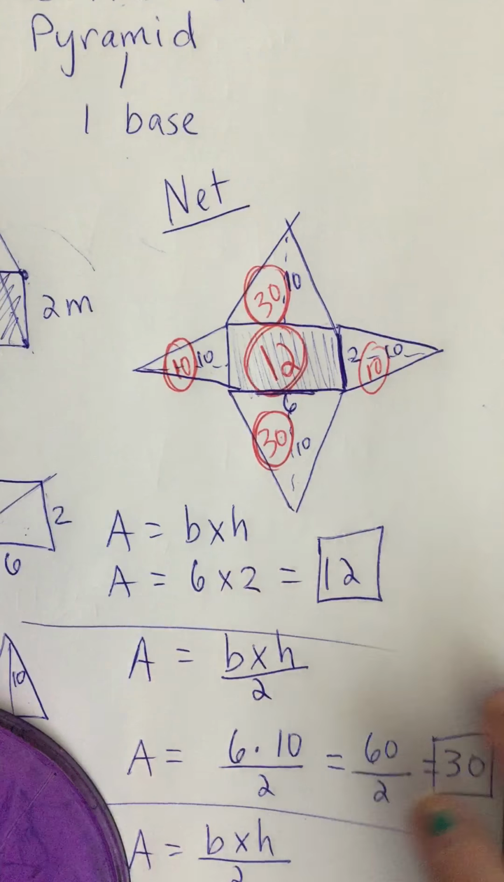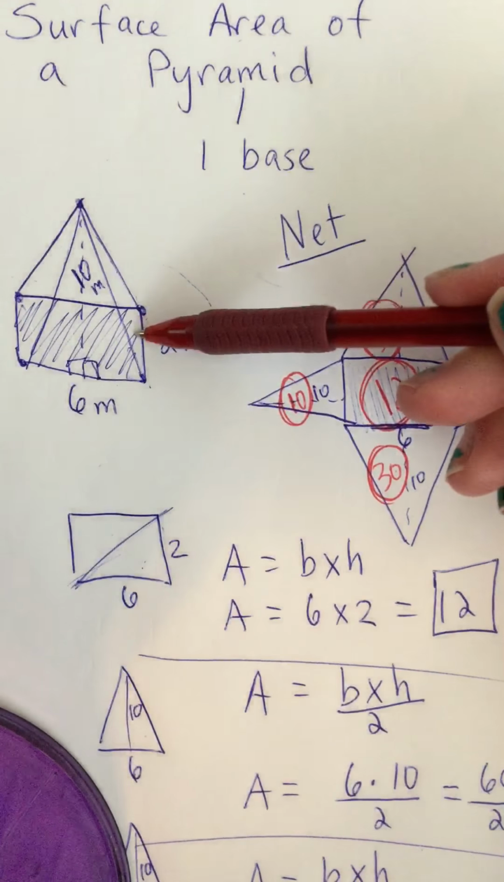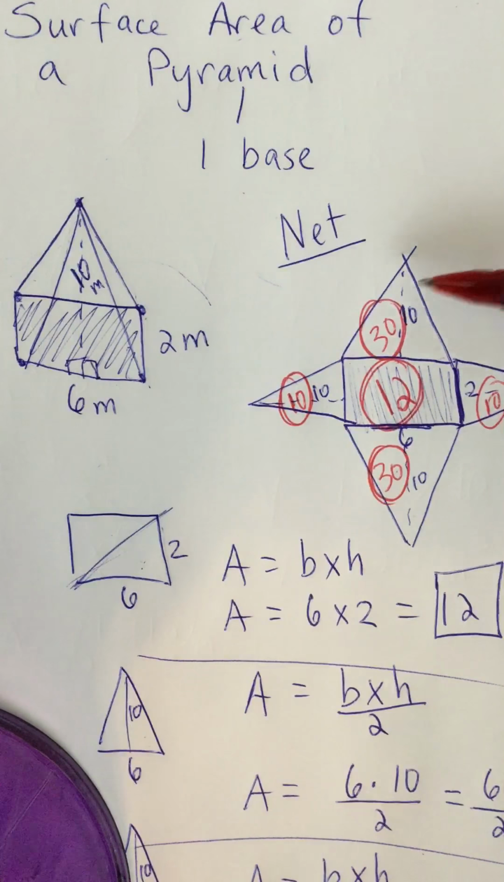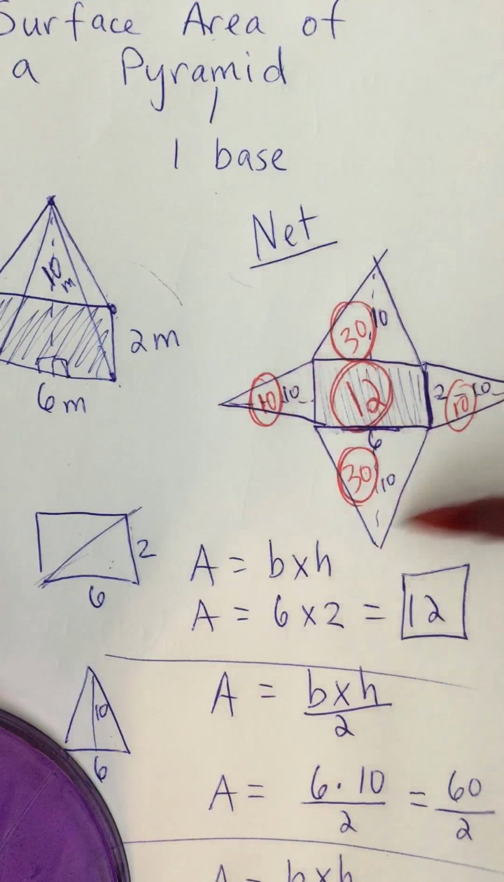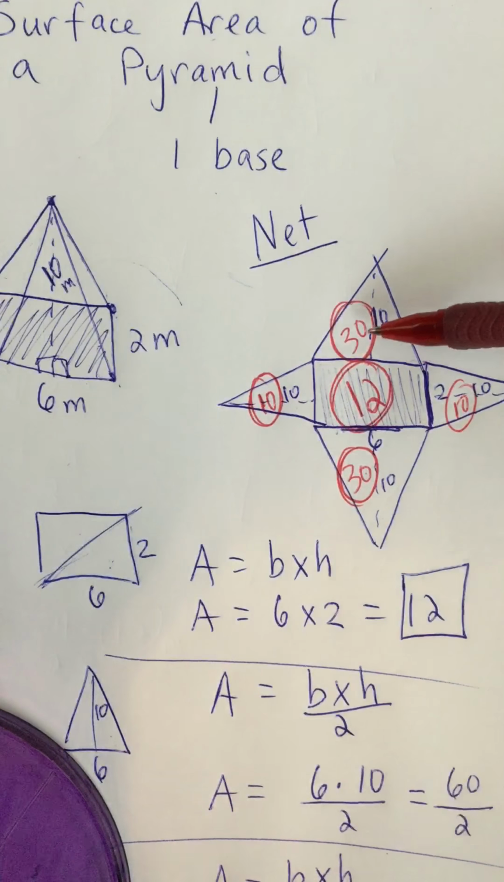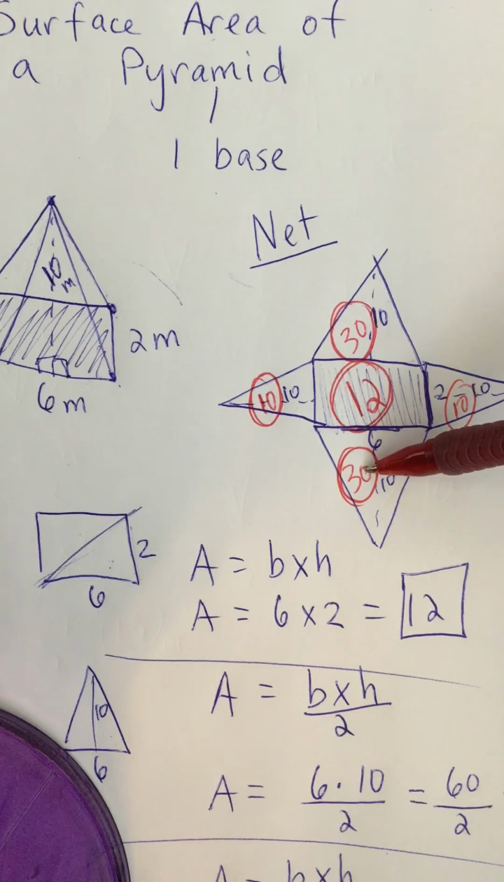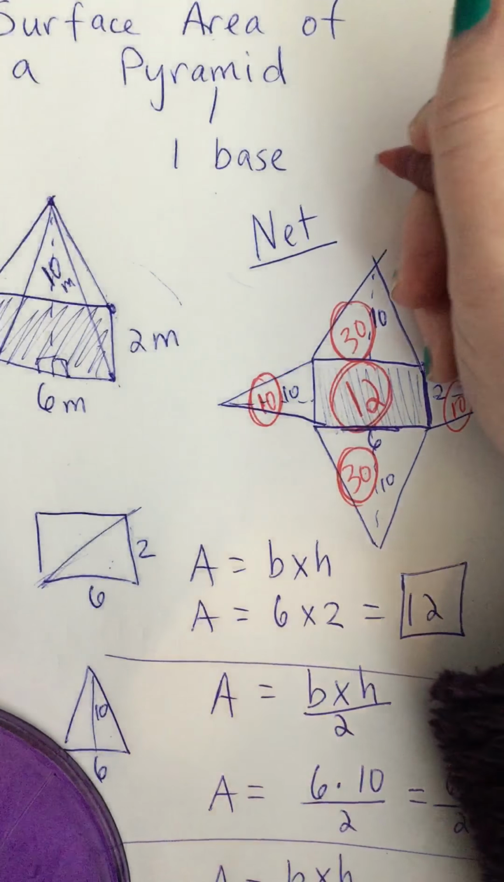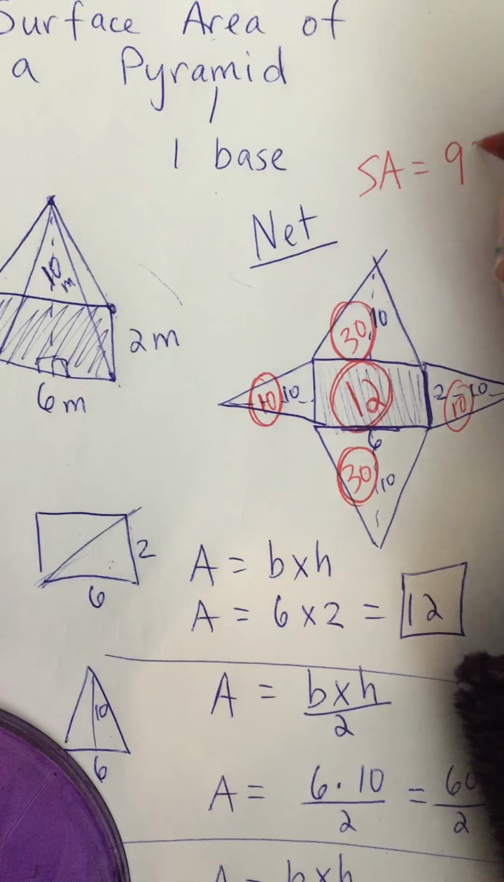All right, so basically what we've done is we've opened up this pyramid so we can see all the pieces laying flat. Then we found the area of each shape, whether it was a rectangle or a triangle. And now what we have to do is find the whole area of everything, all the surfaces. So we're going to add all the areas up. 30 plus 30 plus 10 plus 10 plus 12. All right, well, 30 plus 30 is 60, 70, 80, 92. So the surface area will equal 92.